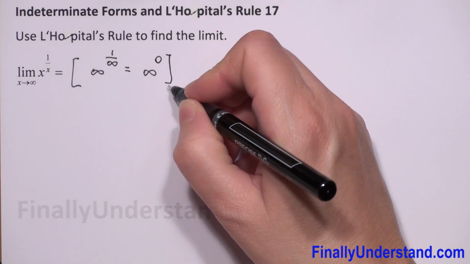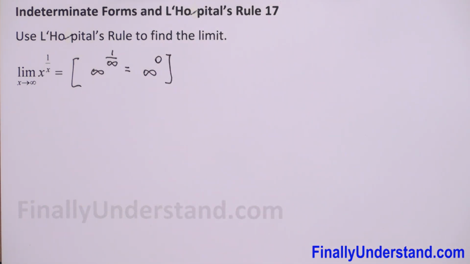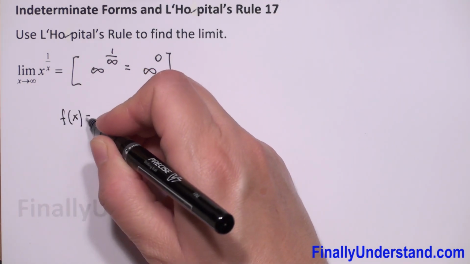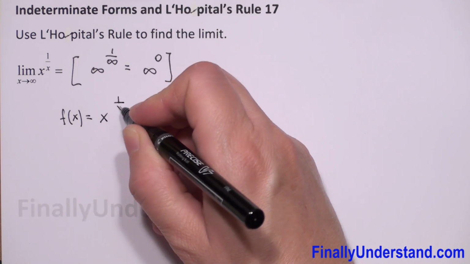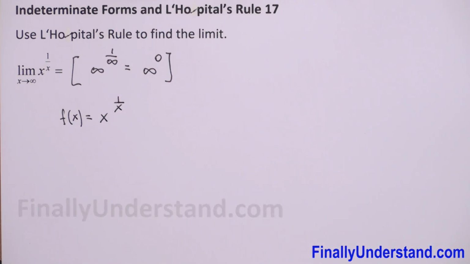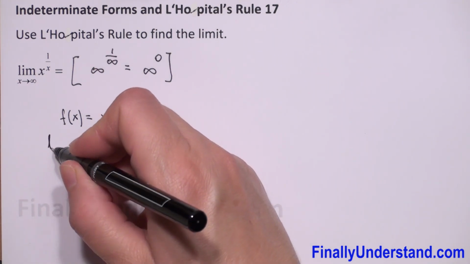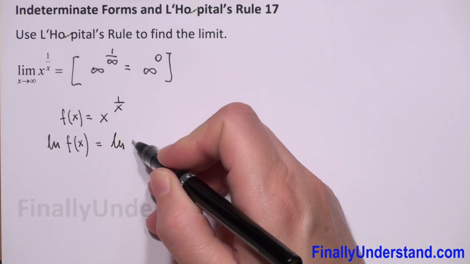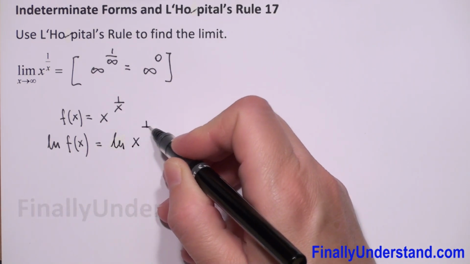We got an indeterminate form. So now we have to convert this form to 0 over 0, or positive or negative infinity over positive or negative infinity, to use L'Hopital's rule. So first, let f of x equal x to power 1 over x. Now we will take the logarithm of both sides. Natural log of f of x is equal to natural log of x to power 1 over x.